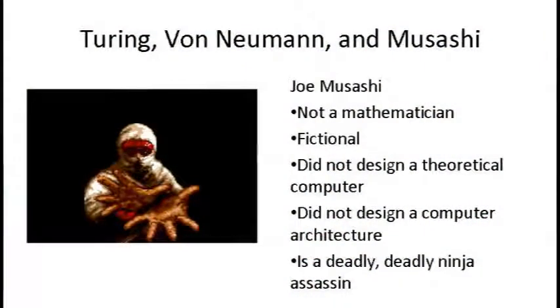That's the first two men. The third man that I want to talk about is a fictional character named Joe Musashi. He was not a mathematician. He did not design a theoretical computer. He is not the father of computer science. He is a deadly, deadly ninja assassin.